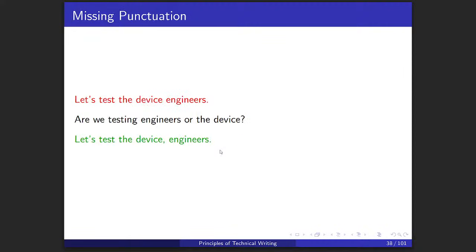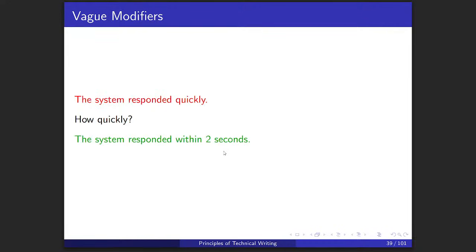So, missing punctuation. If you see here, "let's test a device, the device engineers." Are we testing engineers or the device? It gives me two meanings. If I write with good punctuation, "let's test the device, comma, engineers," it gives only a single meaning.